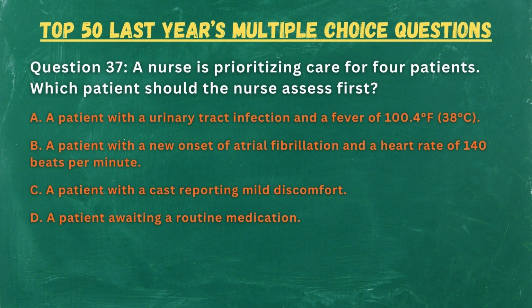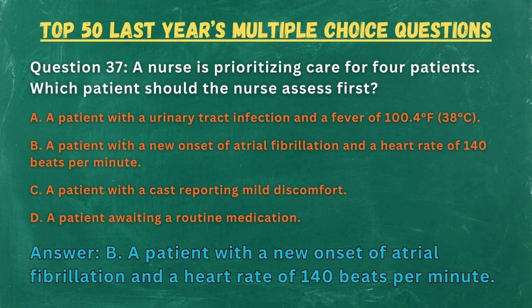C. A patient with a cast reporting mild discomfort. D. A patient awaiting a routine medication. Answer: B. A patient with a new onset of atrial fibrillation and a heart rate of 140 beats per minute.